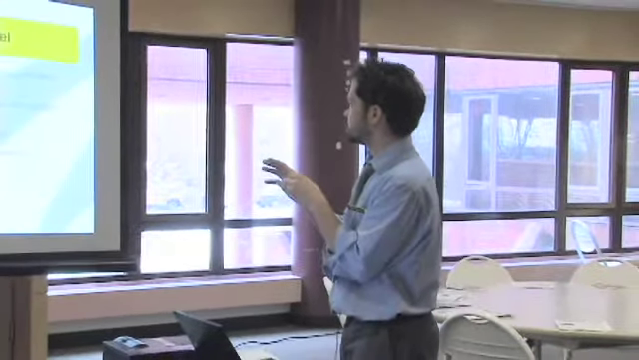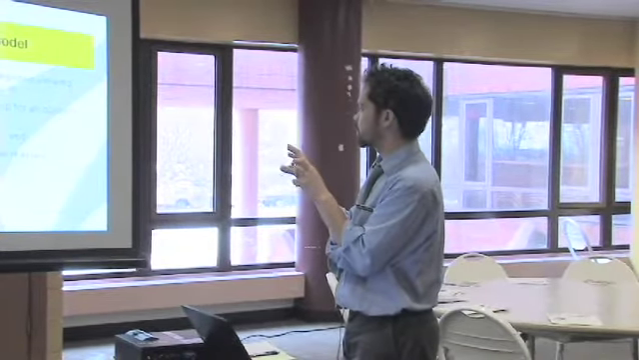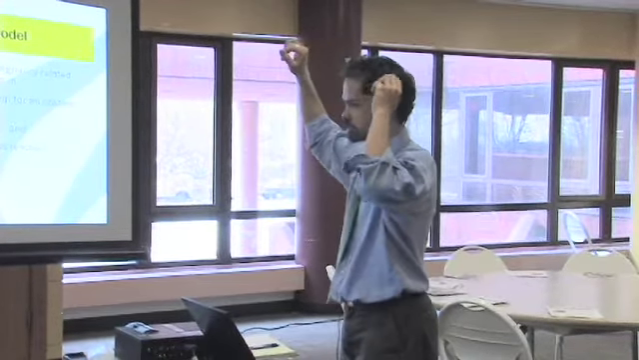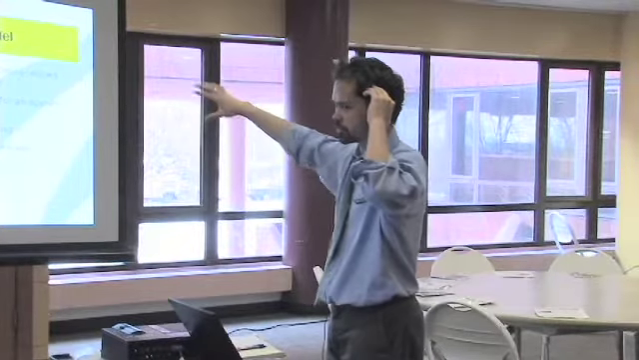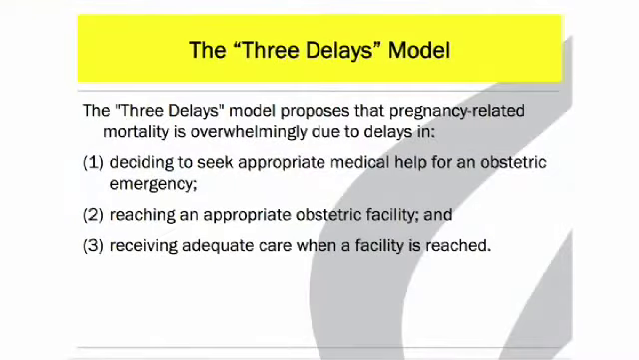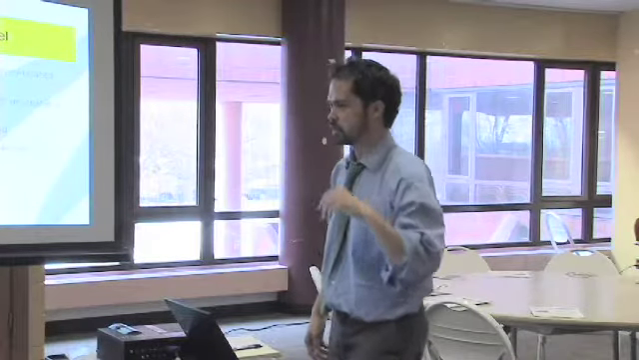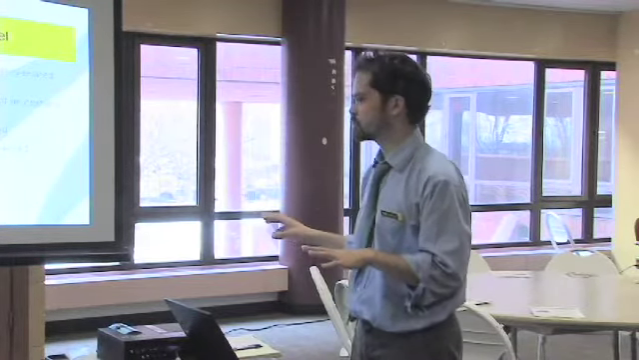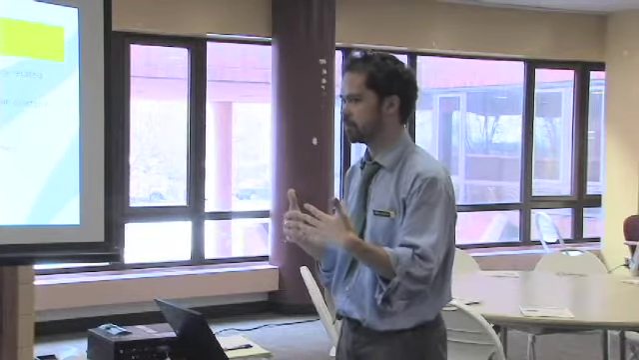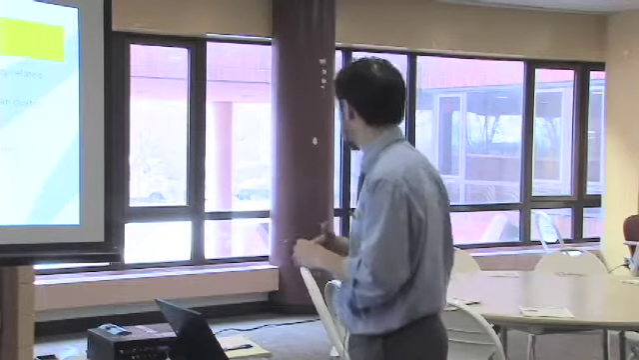All right. Here's a little technical detail for those of you who are interested in this kind of thing. This is sort of standard as an explanation of why women are dying in childbirth. It's called the three delays model. Those delays are deciding to seek appropriate medical help for an obstetric emergency, delay in reaching an appropriate obstetric facility, and third, receiving adequate care when a facility is reached. It seems very basic, but that ends up being very useful in analyzing a health system and figuring out exactly what's going wrong and at what stages.